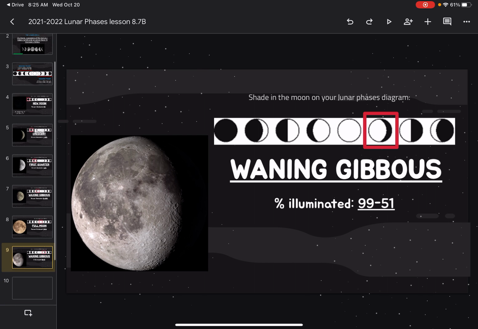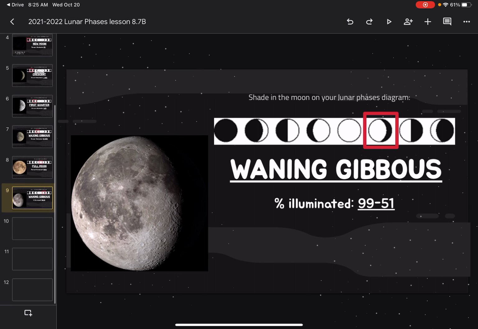So after a full moon, it starts losing light. So it's become waning or whining because the moon is losing light. So it's still bigger than a quarter. So you could still put in a big G in it. So it is a waning gibbous. And the illumination is 99 to 51%. So it's not a full moon and it's not the last quarter.